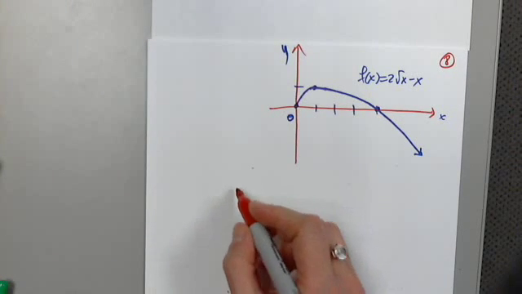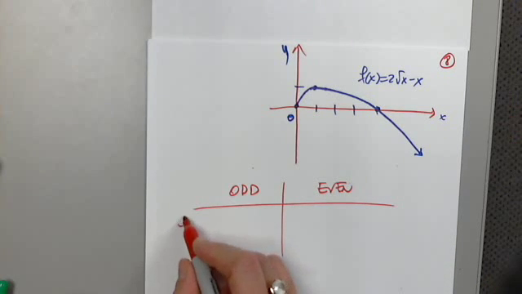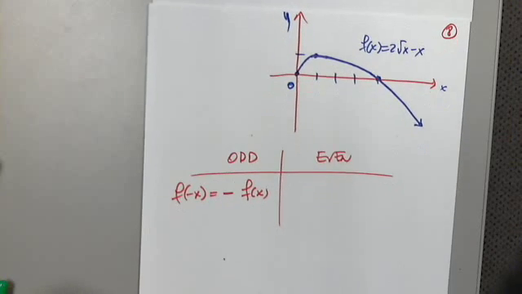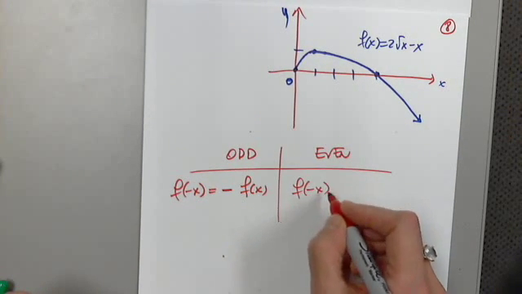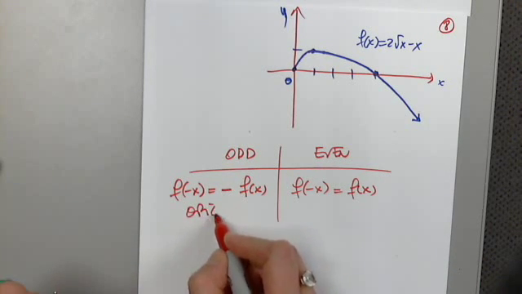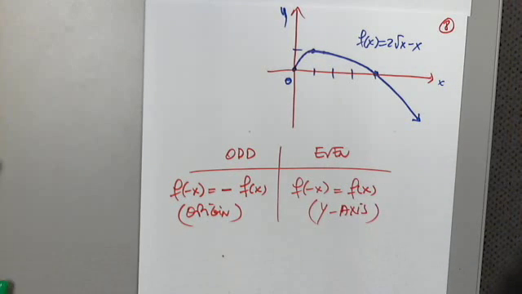So let me refresh your memory. For odd and even: for odd, we have to show that f of negative x equals the opposite of f of x. And for even, we have to show that f of negative x equals f of x. Odd means symmetric with respect to the origin, and even means symmetric with respect to the y-axis. Once I know the function is defined on 0 to infinity, there is no way it can have any type of symmetry. That's why I didn't mention it, but you are correct. I should have. Thank you.